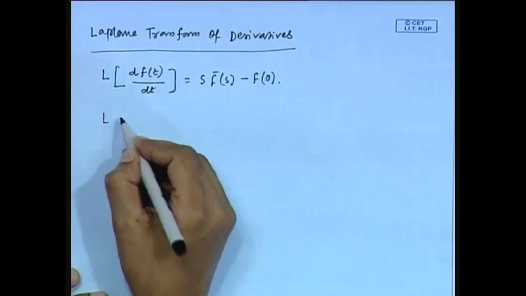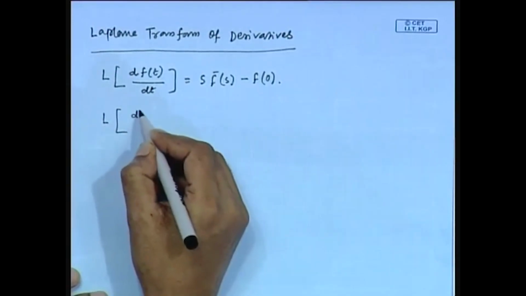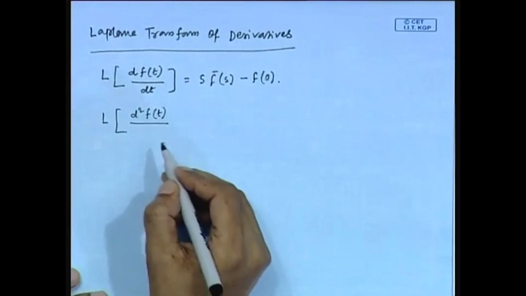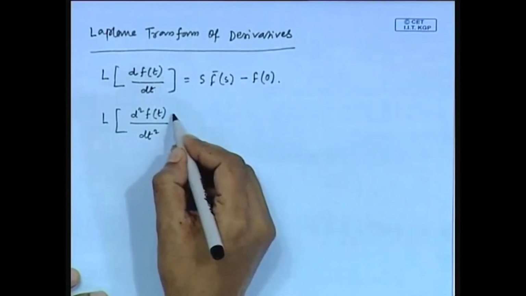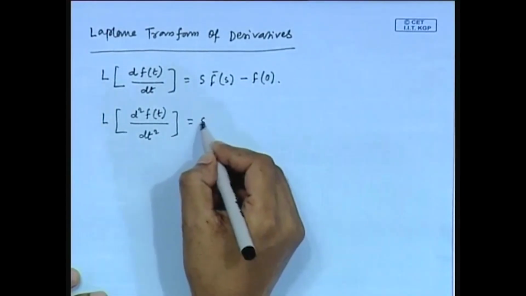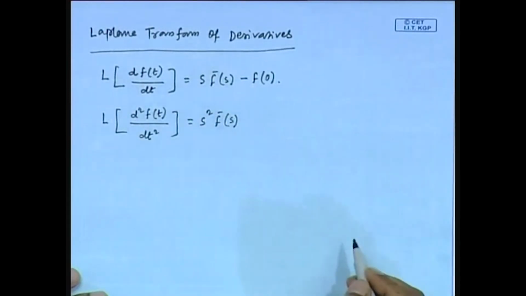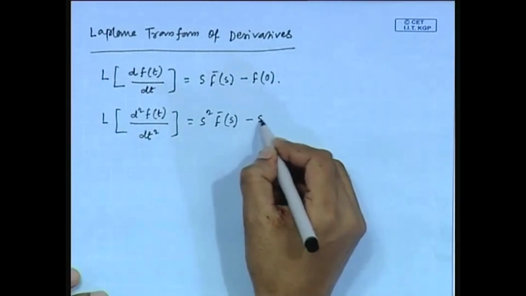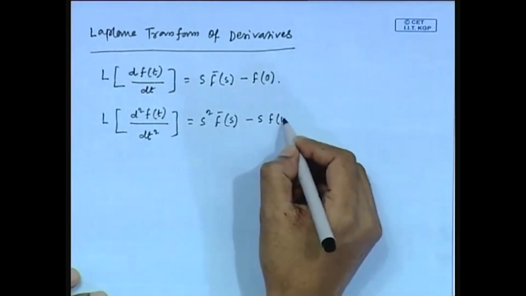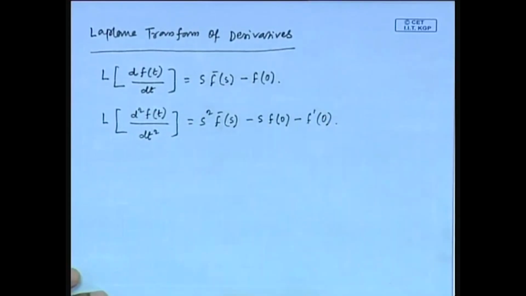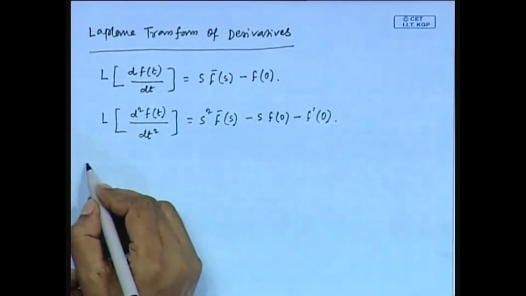Similarly, if we consider the second order equation d2f(t)/dt square, we get s square f bar(s) minus s f(0) minus the first derivative of f at 0. This is for the second order equation.